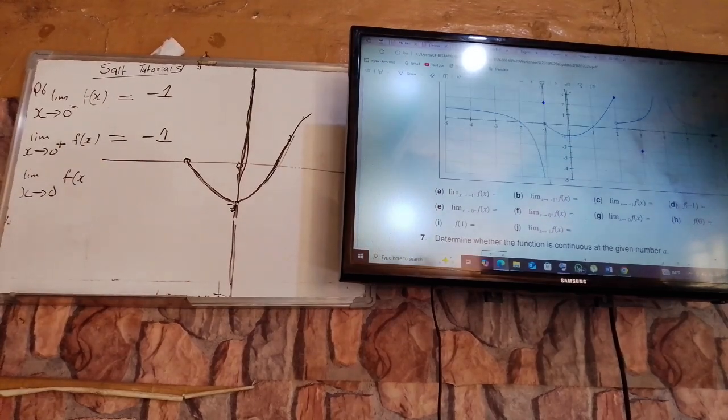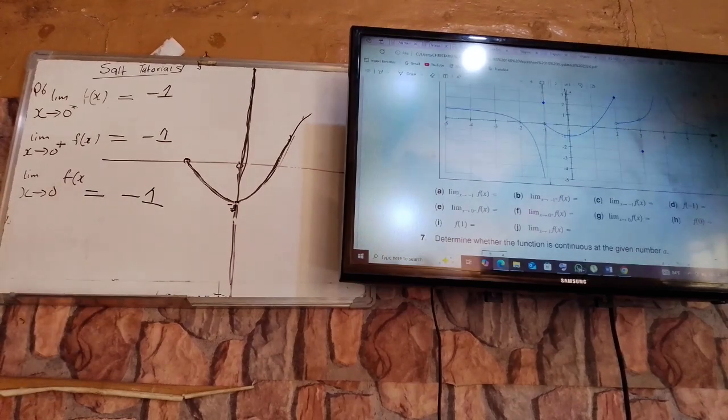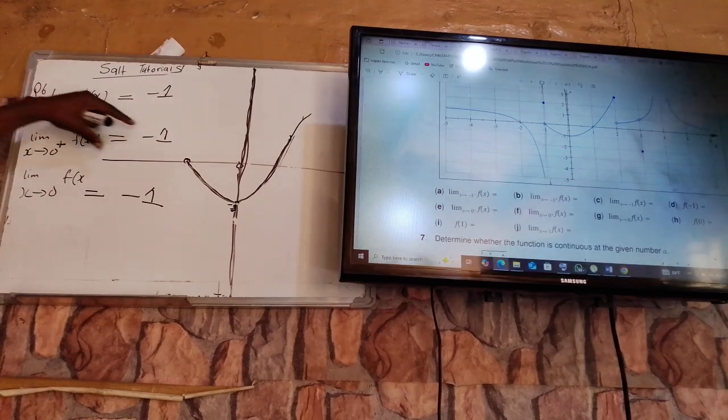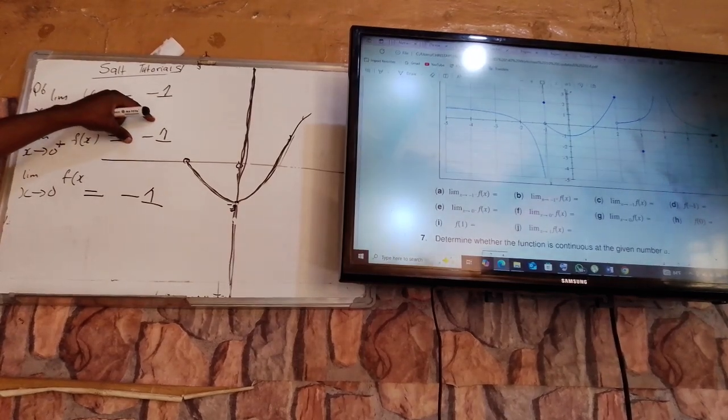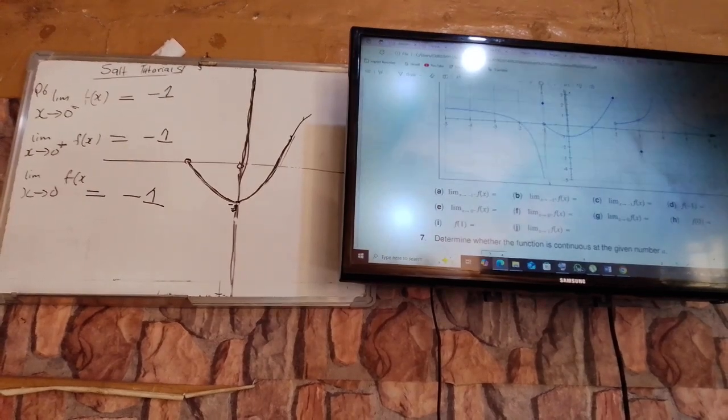The general limit will exist. It will equal to what? -1. But the previous one, the left limit was -infinity, and that one was a 0. There were different values. No wonder the general limit didn't exist. This one, the general limit will exist, which is equal to -1. We are okay? So those are the limits which we're talking about.